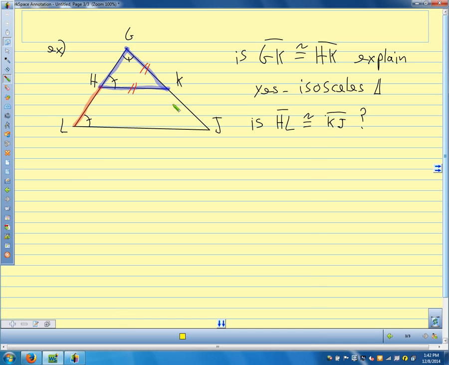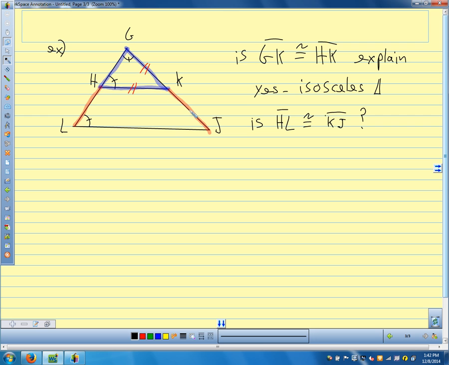So I'm looking at those two segments that I marked in red. Are those two segments sides of an isosceles triangle? No. They're kind of parts of sides of a triangle. So do we know anything about those sides? No, because we don't have two angles that we can use to compare them.